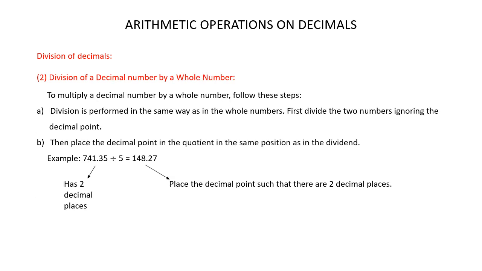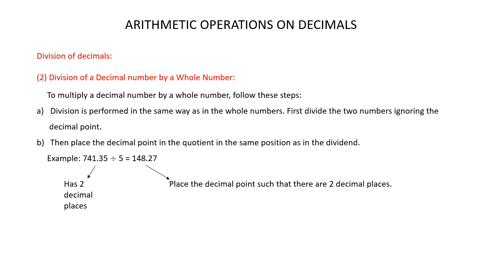Now let's learn about division of a decimal number by a whole number. To divide a decimal number by a whole number, you have to follow these steps. Division is performed in the same way as in the whole numbers. First, divide the two numbers ignoring the decimal point. Then, place the decimal point in the quotient in the same position as in the dividend. Let's understand this with an example.